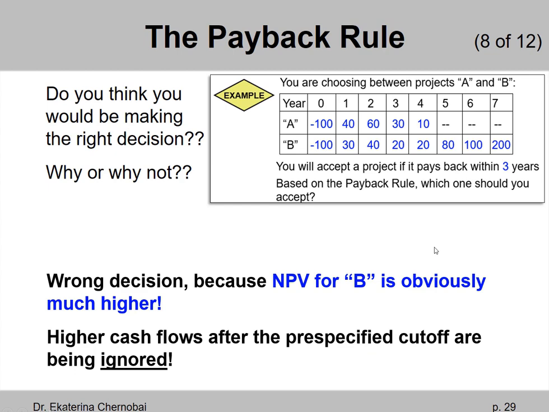And so once again, we see that the payback period approach might result in the recommendation for one project, but if instead we use the net present value approach, the recommendation would be for the other project. So the two approaches again disagree. And that happens because the higher cash flows after our cutoff, the required payback period, are completely ignored. We have completely ignored $80, $100, $200 in years 5, 6, 7 for project B.